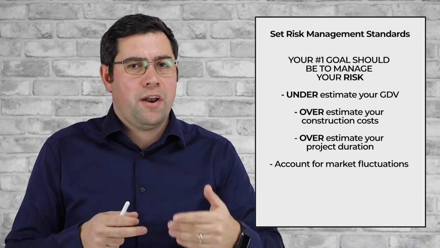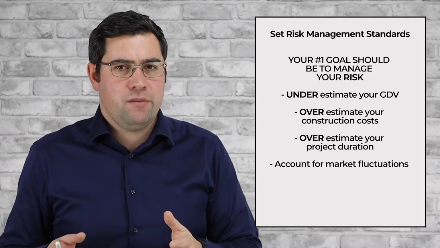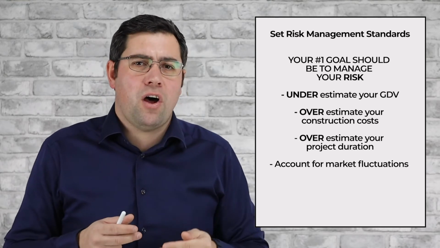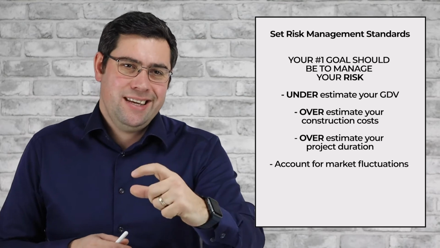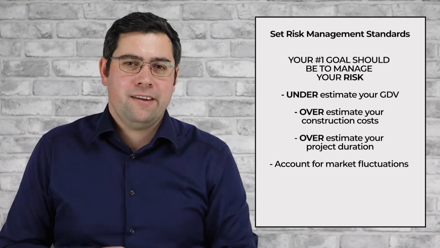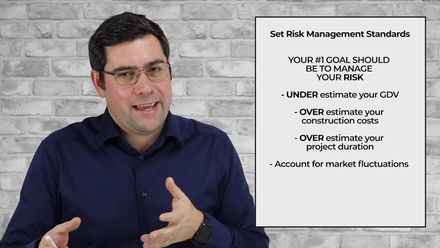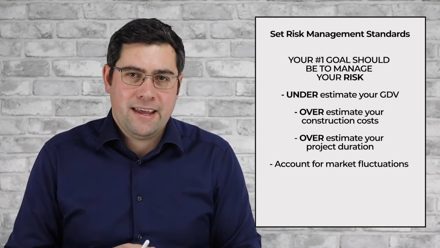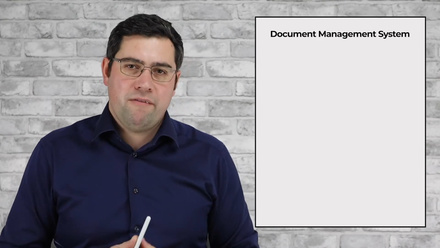So I always have one eye on what possible fluctuations could happen over the duration of the project, and make sure that I understand in my own head that my level of contingency in my build cost or project could potentially cover those fluctuations. And if it doesn't, I get myself comfortable with the approach I'm taking in order to move forward. The next one on the list is set up a document management system and record everything.